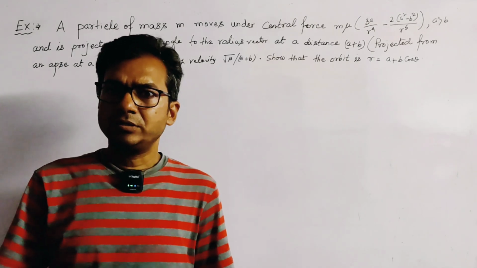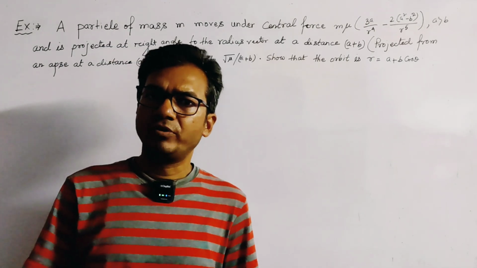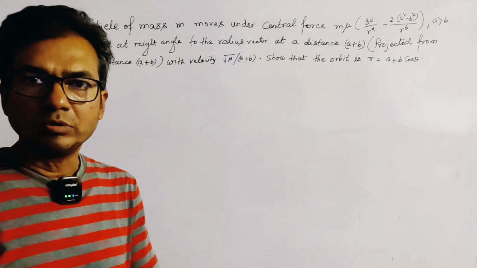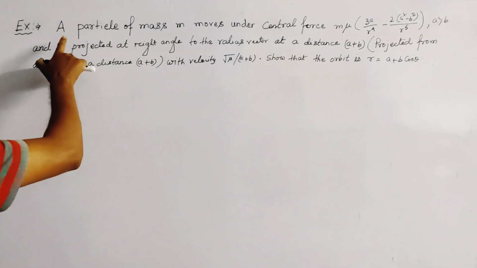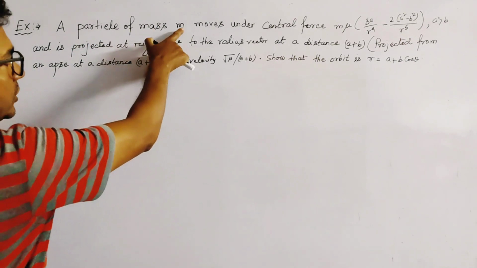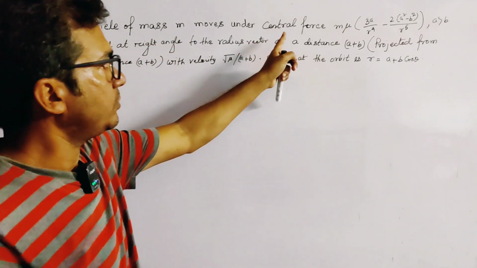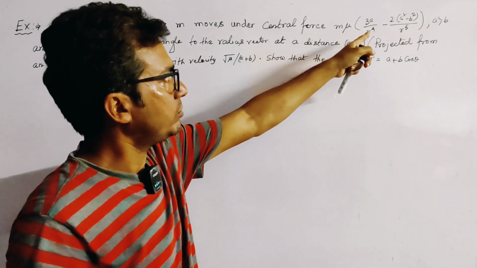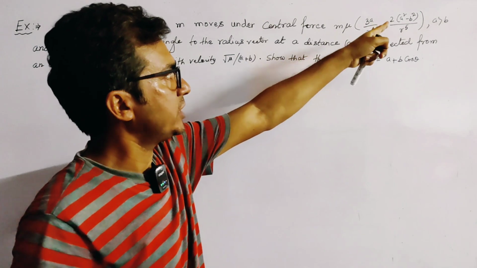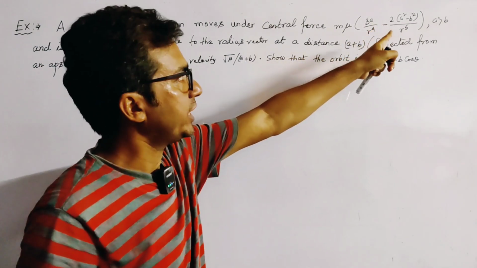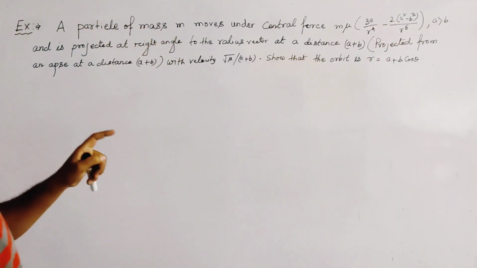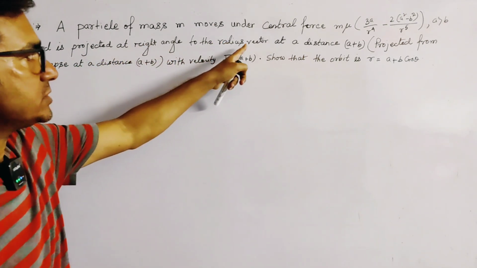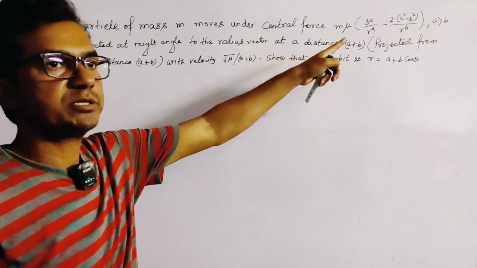Here we discuss the solution of an important problem of central orbit. Now the problem is: a particle of mass m moves under the central force m mu into 3a by r to the power 4 minus 2 into a square minus b square by r to the power 5, where a greater than b, and is projected at right angle to the radius vector at a distance a plus b.